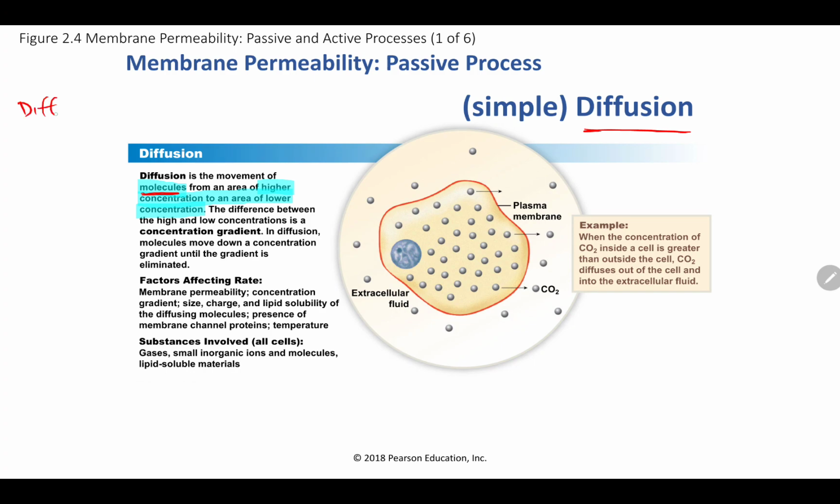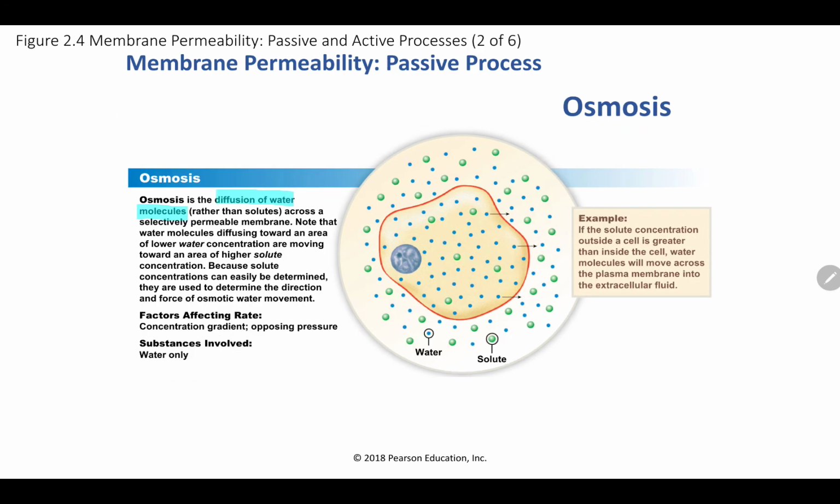Again, diffusion. I advise you to write it out, all right? The movement of molecules. We're not talking about water, we're talking about molecules such as CO2, oxygen, sugar. These molecules move from an area of high concentration to an area of low concentration, typically down a concentration gradient, okay? This happens just naturally, passively, without energy.